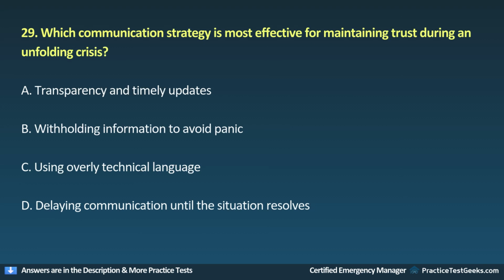29. Which communication strategy is most effective for maintaining trust during an unfolding crisis? A. Transparency and timely updates. B. Withholding information to avoid panic. C. Using overly technical language. D. Delaying communication until the situation resolves.